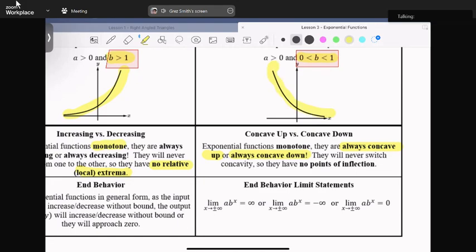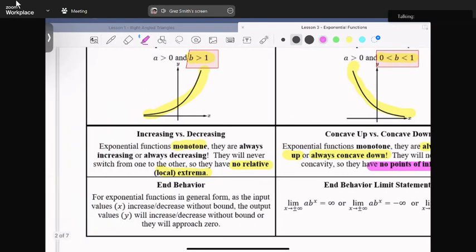Abdullah. Yeah, if you have a reflection in it, it's going to be concave down. So if A is less than 0, negative, you're going to get a reflection, and it's going to be going down, and you'll get concave down. And that also means that we're never going to switch concavity. So if it's concave up or concave down, we're never switching concavity, so we can't create a point of inflection. So it's going to have no points of inflection.